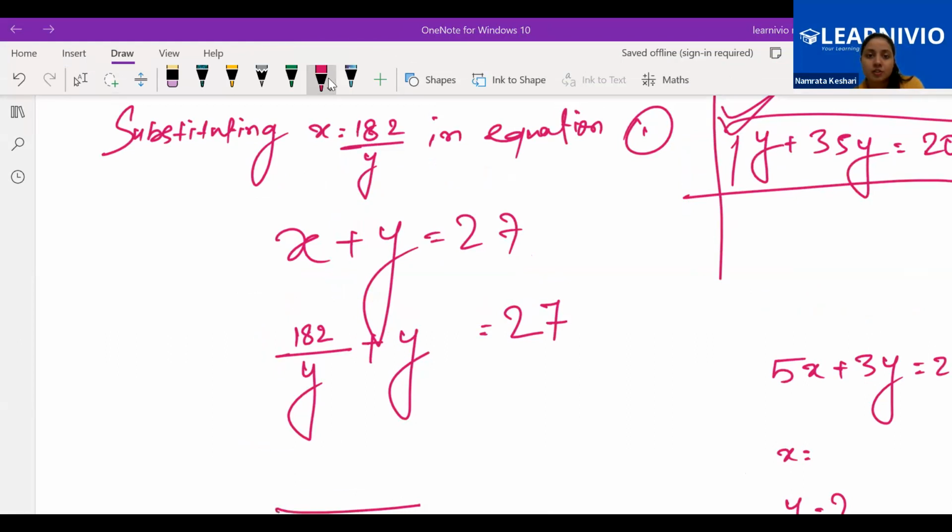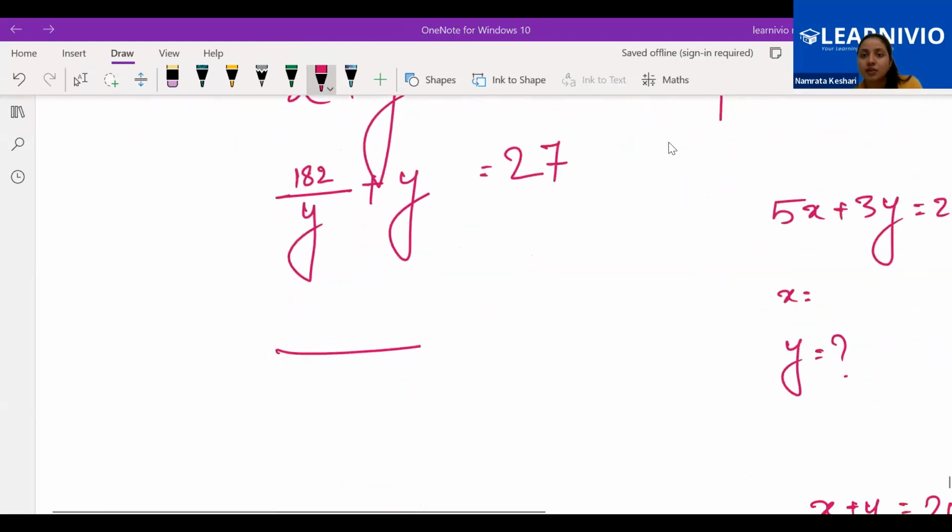We can do by substitution. Exactly, Harshit. If you have learned the method, the chapter, yes, substitution method only we are applying, nothing else. Y is the LCM. Okay, 182 plus what will be there in the numerator? Y square will be there. Here the denominator is 1.